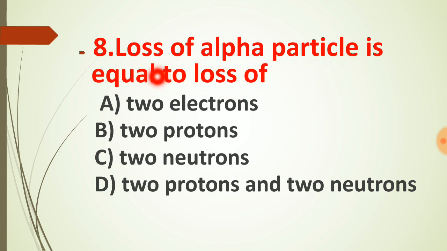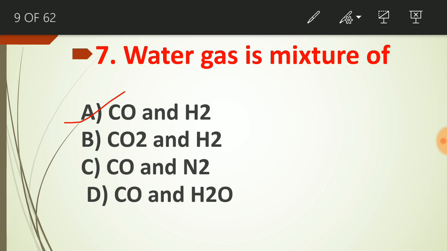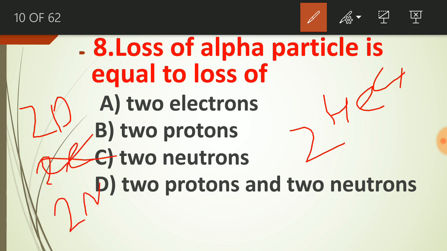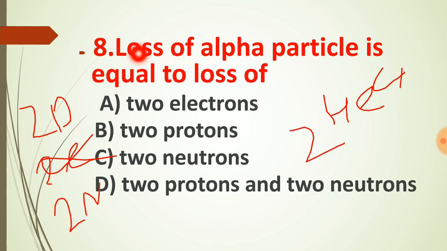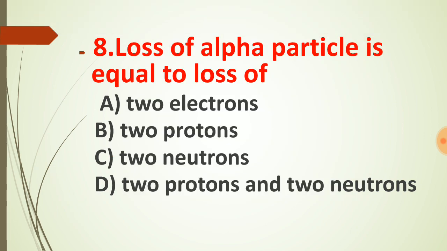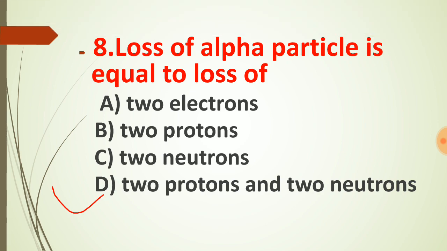Question number 8. Loss of alpha particle is equal to loss of. If you see alpha particle, then alpha particle is just like helium. In helium there are 2 protons, 2 electrons and 2 neutrons. If you take out the 2 electrons, then the remaining part is called alpha particle. If there is loss of alpha particle, it means loss of 2 protons and loss of 2 neutrons. That is in option choice D, so option choice D is the correct answer for question number 8.